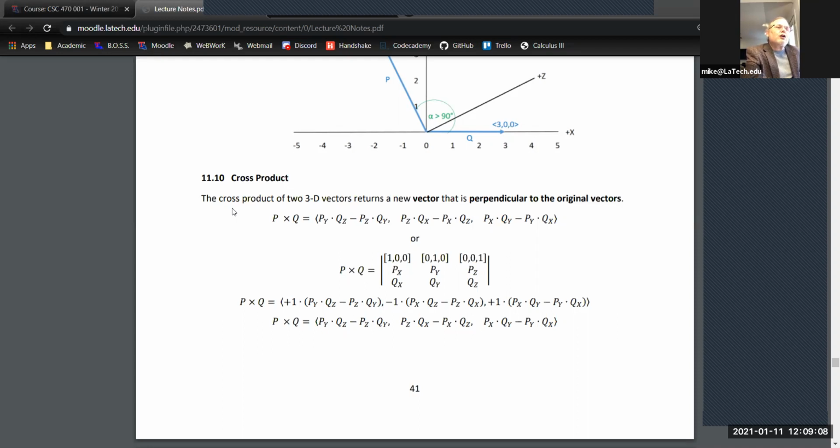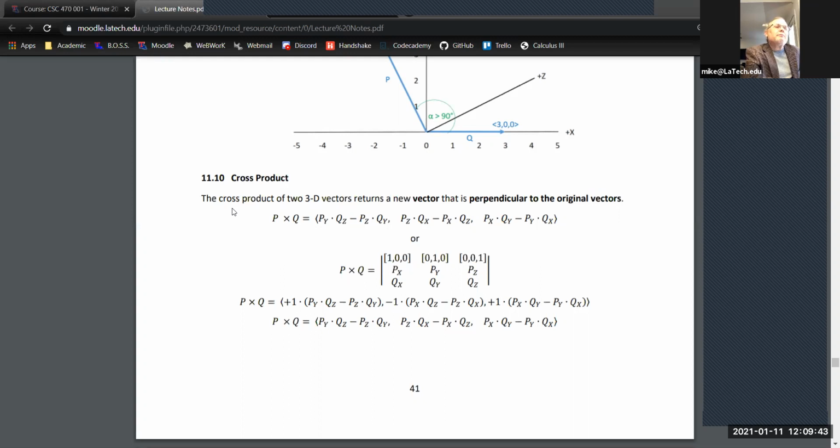Imagine the first row and the first column being marked out. In that case, you would make a little X, a little cross between PY and QZ and QY and PZ. So what you would do is multiply PY times QZ, and then subtract from that PZ times QY. So in your mind, you're making a little X there, a little cross, okay? That gives you the X component.